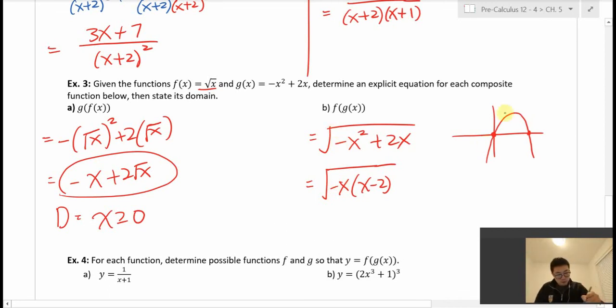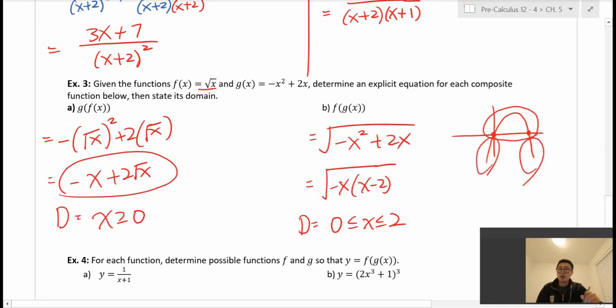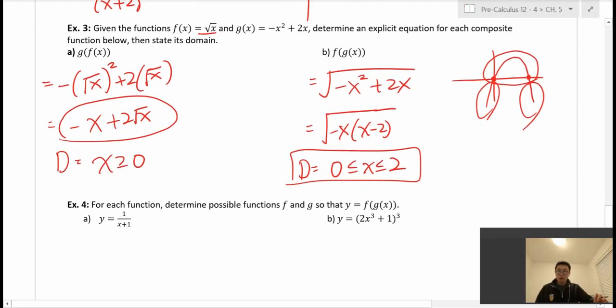Now recall, this function is inside the square root function, and we can only square root positive or 0 values, right? So really, the domain would be in between these two, in this piece. It's the part that is above or on the x-axis. So the domain in this case will go from 0 to 2, right? That's where our x-intercepts are, 0 and 2. So anything in between, you can see this parabola is positive, in which case we can take the square root. But this piece and that piece are negative, and we can't square root those values. And that's why this is our domain. Okay? Hopefully that was not too difficult to grasp.